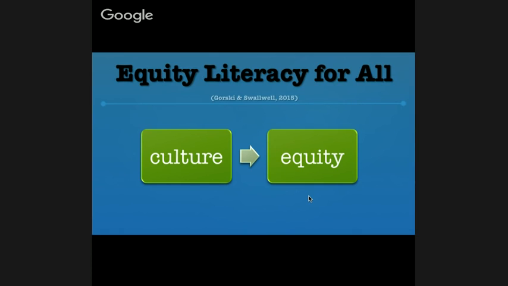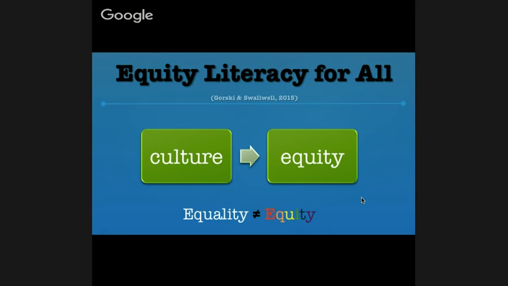I also want to stop here and say that it's important to note that equity and equality are not the same thing. I'm going to say that again. Equity and equality are not the same thing. Yes, they're related, but they're not the same. Equity makes certain that individual needs are met based on individuals' differences. Equality makes sure that everyone is treated the same regardless of their differences.